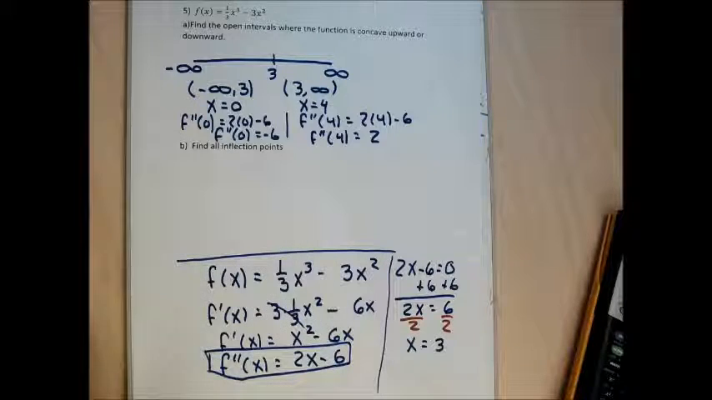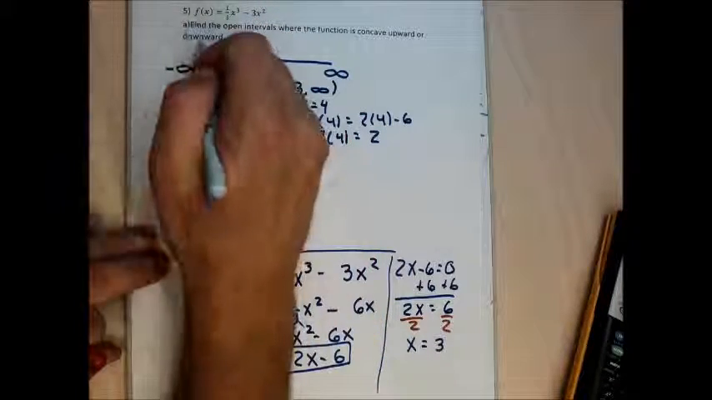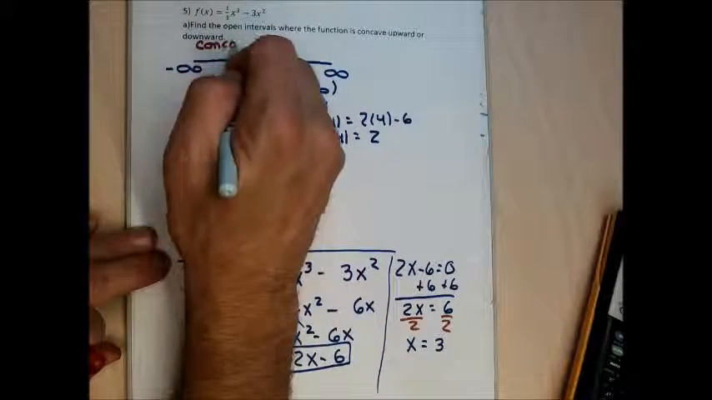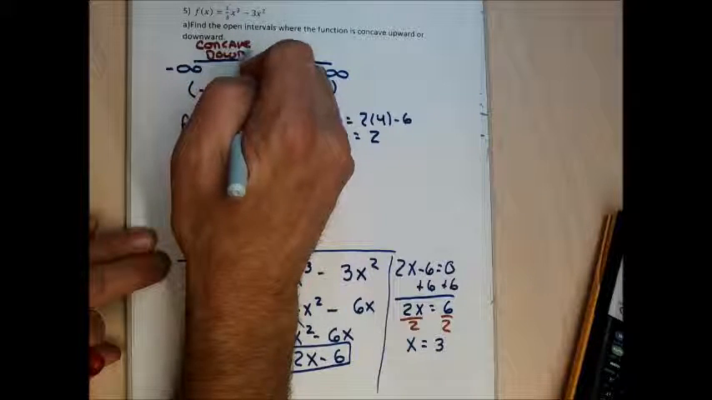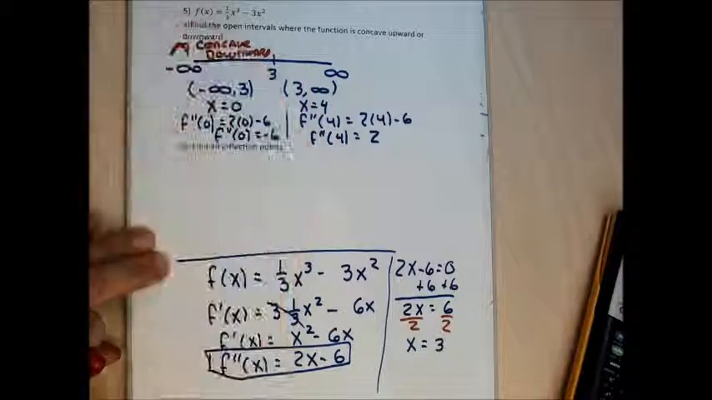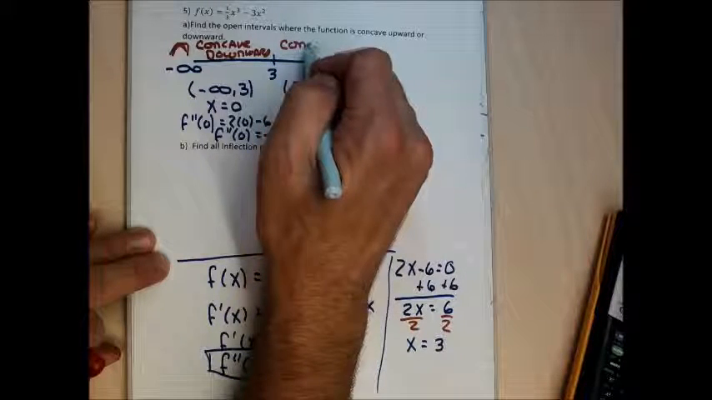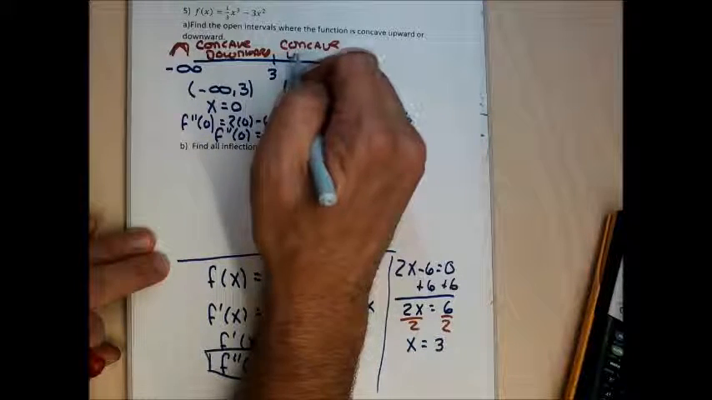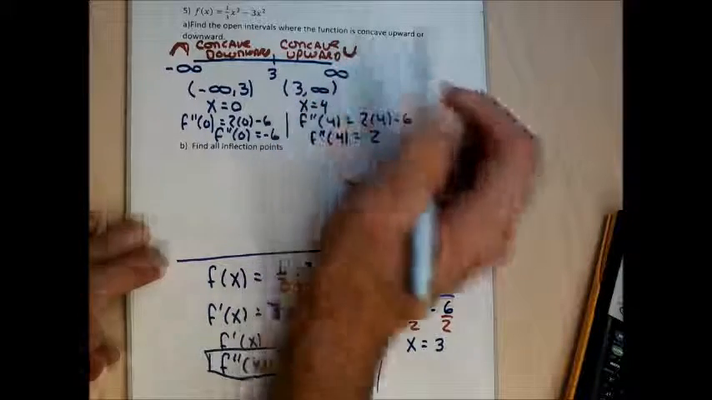If I get a negative in that interval, the graph is concave down. If I get a positive, the graph is concave up or upward. So in the first interval, because I got a negative, I'll say it's concave downward. It doesn't say whether it's increasing or decreasing. It means it's just cupped that way. And in the second interval, I got a positive, so the graph is concave upward. Again, it doesn't say whether it's increasing or decreasing. It just says how it's cupped.